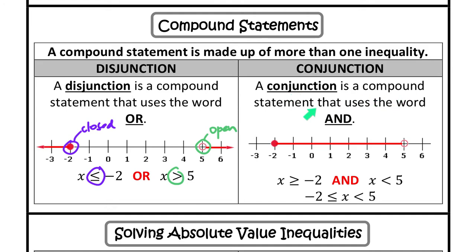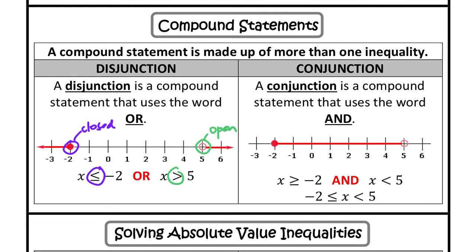And then we have conjunction. It uses the word "and." Conjunction means there is some sort of intersection between them. Again, using the same numbers, -2 and 5. If I'm looking at every x value that's greater than or equal to -2, I'm going to shade everything greater than -2, so to the right of -2. But it's also saying we have a maximum of 5 and anything less than 5. So we're shading anything less than 5. It's keeping us between these two values.